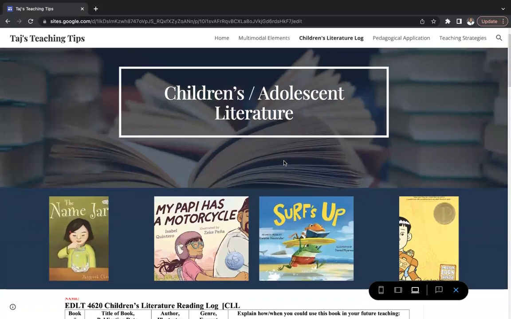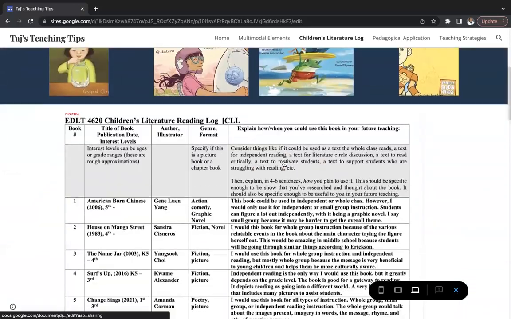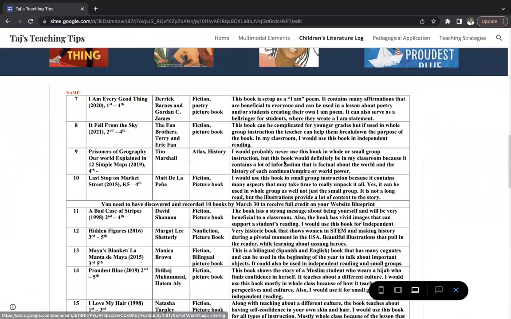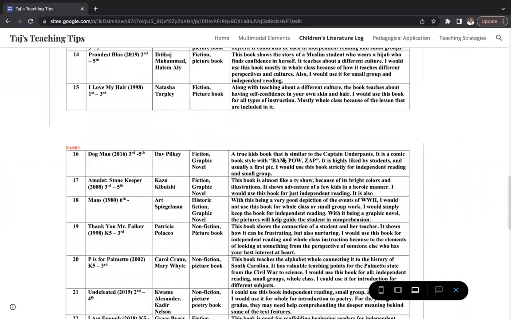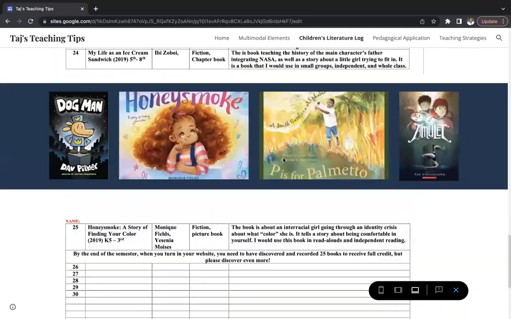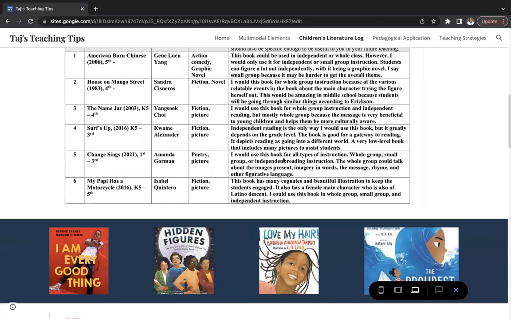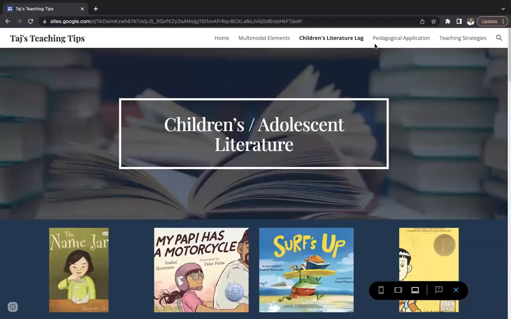Here's my children's and adolescent literature log, which contains a lot of diverse books and books that encourage critical thinking as well. These books are not all just children's books or all just fiction books, but a lot of them are nonfiction and historical fiction.